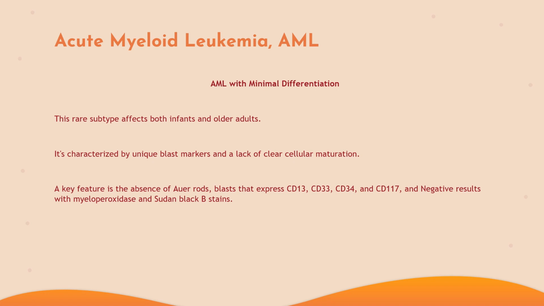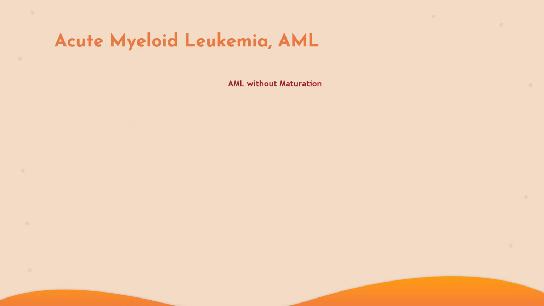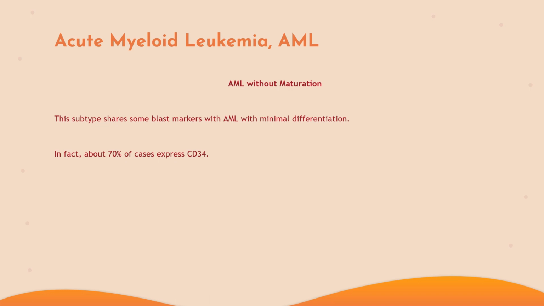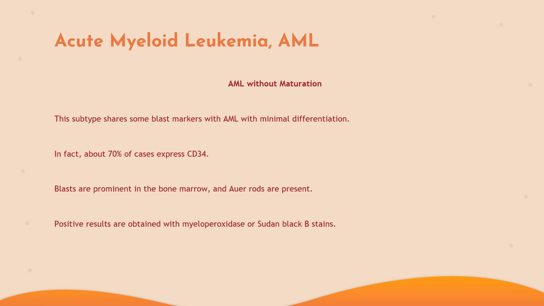A key feature is the absence of Auer rods, blasts that express CD13, CD33, CD34, and CD117, and negative results with myeloperoxidase and Sudan black B stains. Now, onto AML without maturation. This subtype shares some blast markers with AML with minimal differentiation. In fact, about 70% of cases express CD34. Blasts are prominent in the bone marrow, and Auer rods are present. Positive results are obtained with myeloperoxidase or Sudan black B stains.